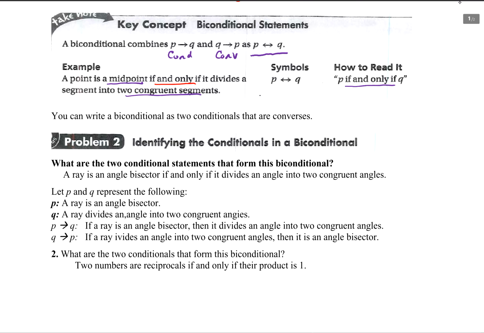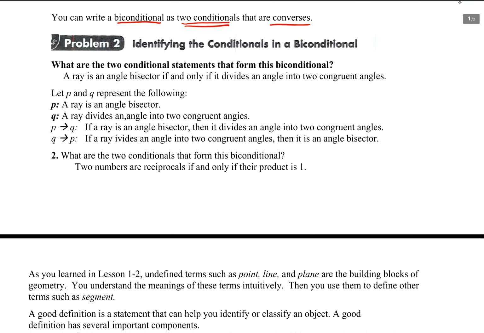Now, if we're given a biconditional, then we can write it as two conditionals that are converses. So let's look at our example here.